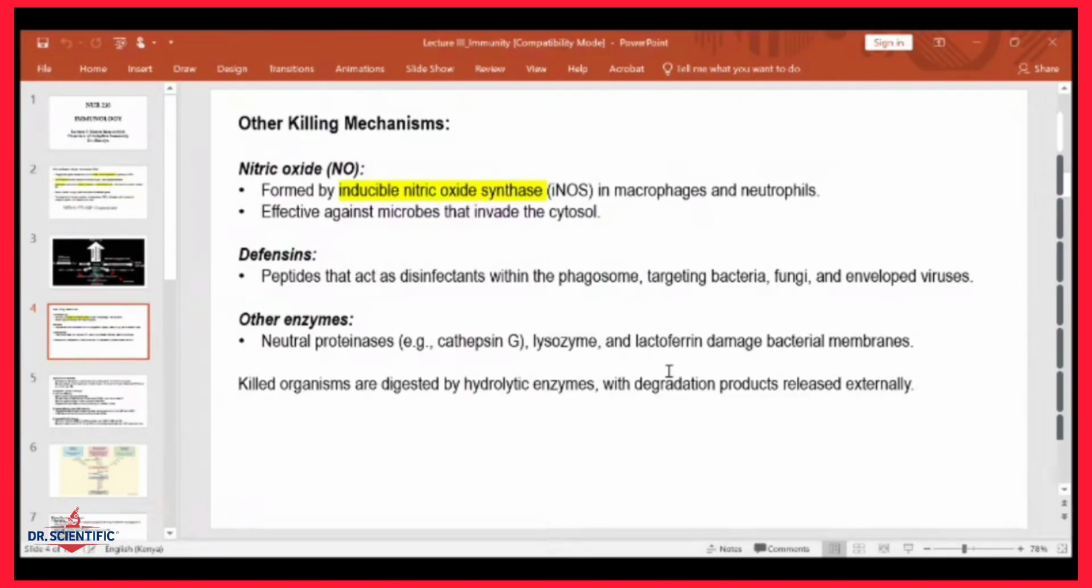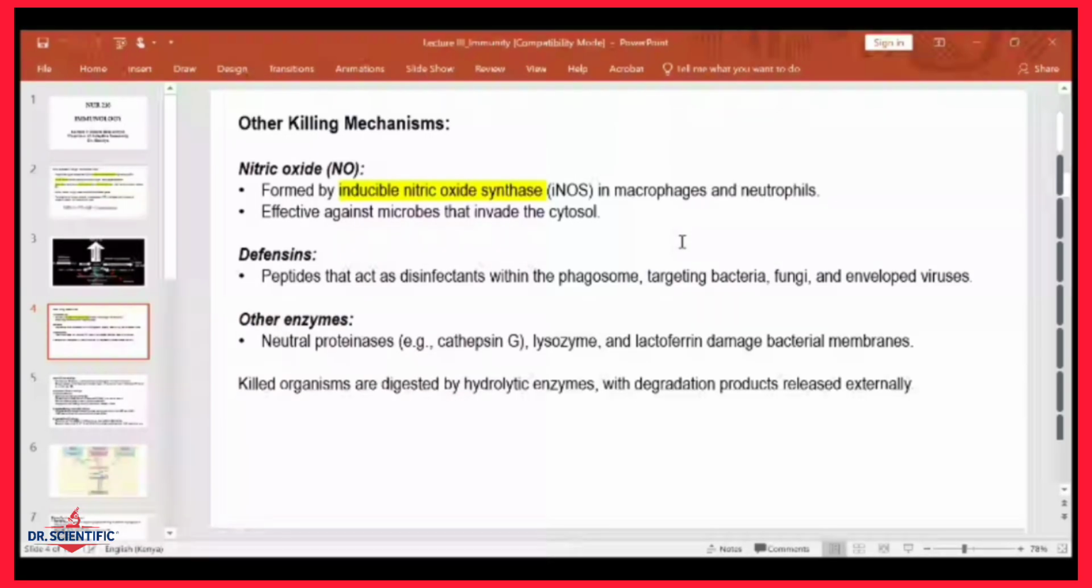So that is ideally phagocytosis. In the phagosomes, the things that are able to kill the invaders include reactive oxygen intermediates, nitric oxide, defensins, and enzymes. They are all combined in the phagosome, and they're able to eliminate the invader. The key phagocytic cells are the macrophages and the neutrophils.